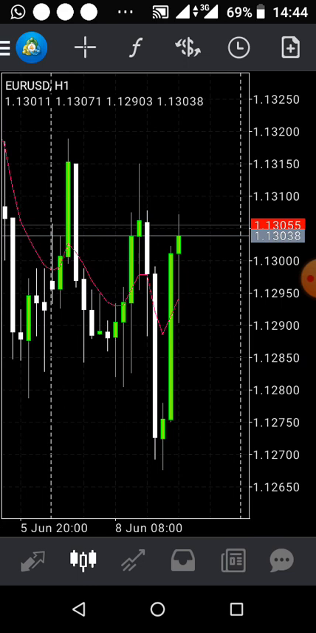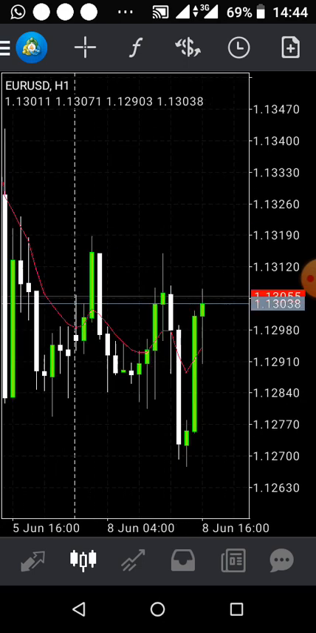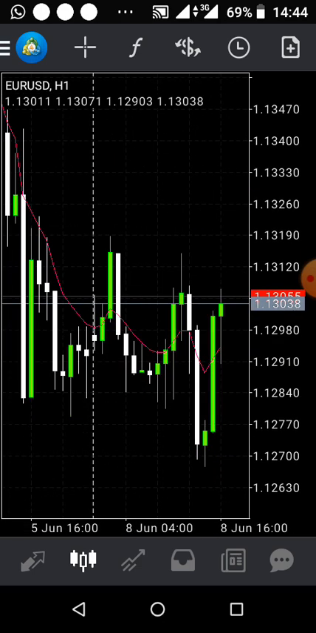All right. So now we have these two colors differentiating the candles. We have the green and the white. For my chart here, the green candle represents a bullish candle. That is a market that is going up, while the white one represents a market or candle that is going down.